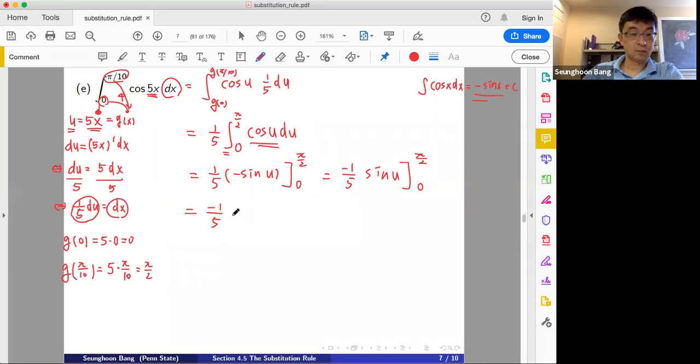Here. So this makes sense, right? Yep. So plug in pi over 2, we have sine of pi over 2, like this, minus 105 sine of 0, like this.